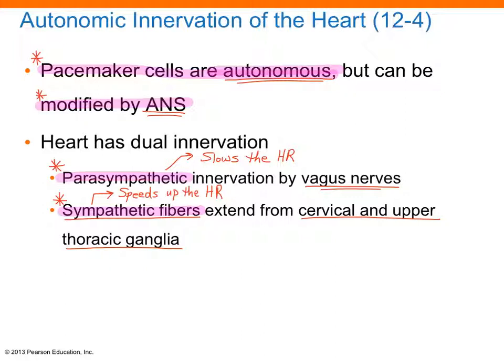There's something called autonomic innervation of the heart. The pacemaker cells are autonomous, but they're modified by the autonomic nervous system. The parasympathetic system slows the heart rate by the vagus nerves. The sympathetic system speeds up the heart rate, and it does that through fight or flight, and they extend from the cervical and upper thoracic ganglia.